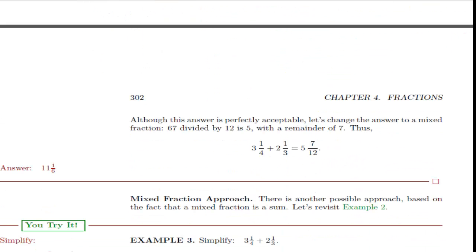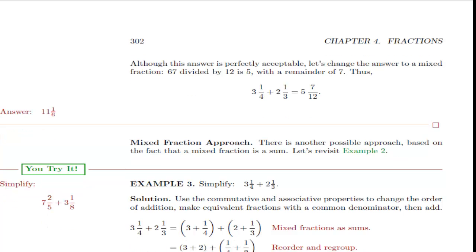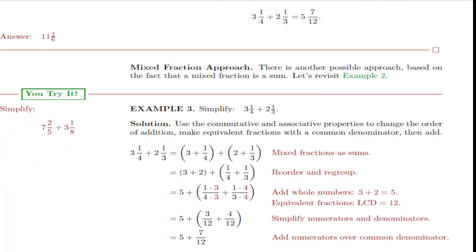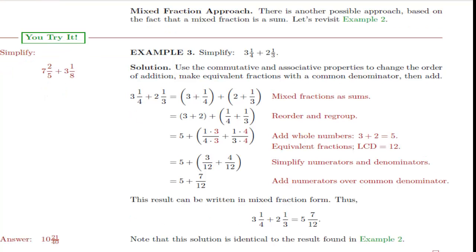Although the answer is perfectly acceptable, let's change the answer to a mixed fraction. 67 divided by 12 is 5, with a remainder of 7. Thus, 3 1/4 plus 2 1/3 equals 5 7/12. Mixed fraction approach. There's another possible approach, based on the fact that a mixed fraction is a sum. Let's revisit example 2. Example 3. Simplify 3 1/4 plus 2 1/3.